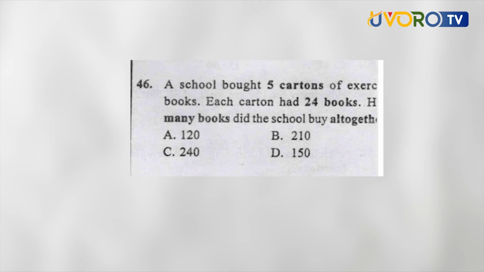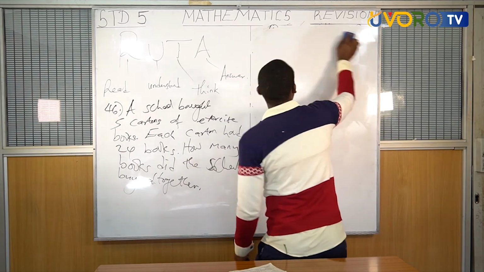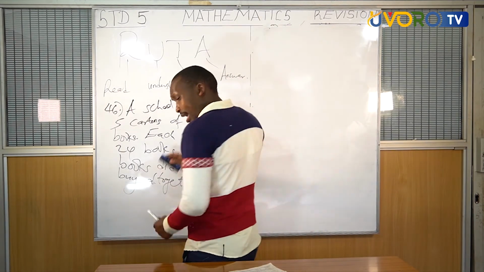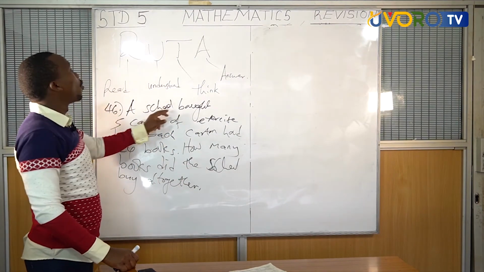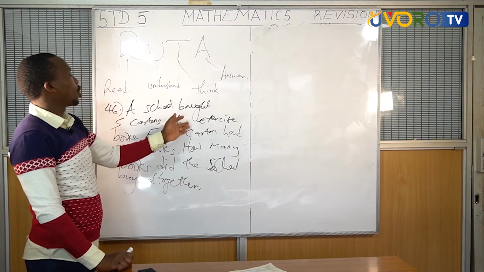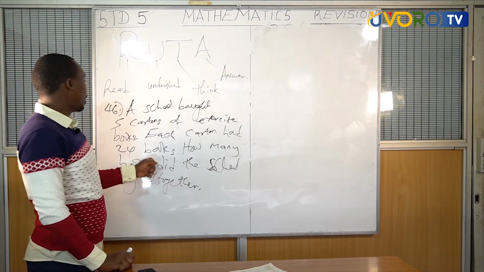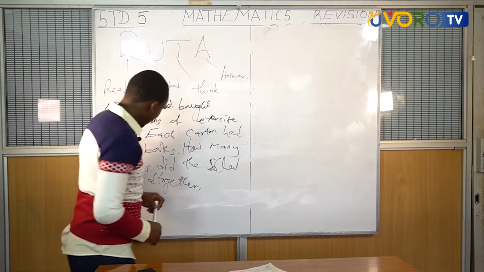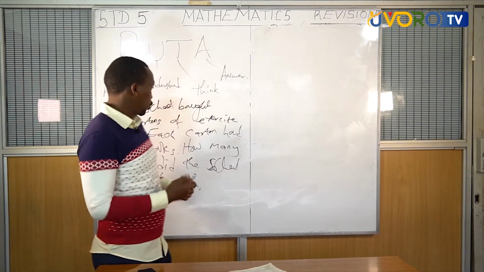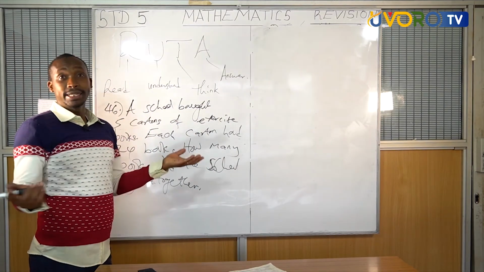Now, pupils, we are supposed to use our formula, that is RUTA. Remember, R is for reading. We don't have to go to the answer without rereading the question again. Let's reread. A school bought 5 cartons of exercise books. Each carton had 24 books. How many books did the school buy altogether? Now, pupils, for understanding, what are you supposed to do?